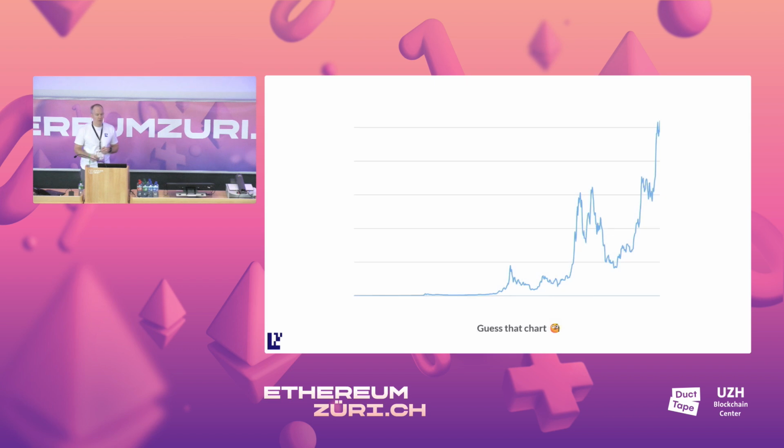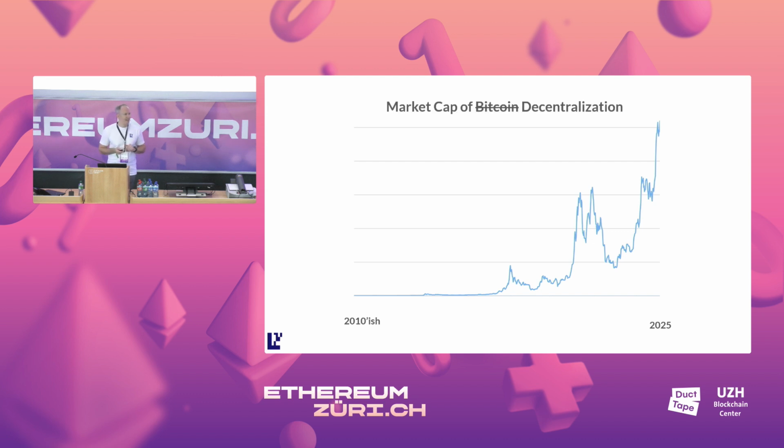So first off, a fun thought exercise. Would anyone like to guess, looking at this chart, what they think this chart represents? You can make a guess. You can look at the movement there. I'll also give you some dates. You probably have some ideas of what it could be. Good guess. That was very close. It's actually the market price of decentralization, but it's very correlated to Bitcoin price.